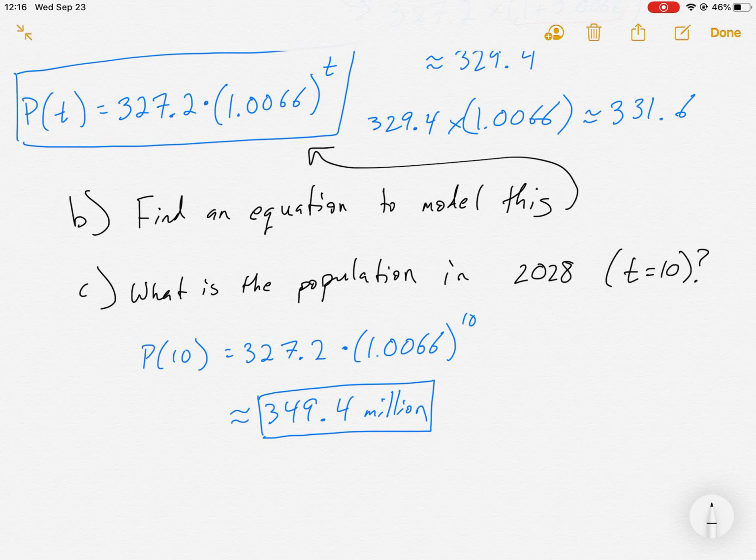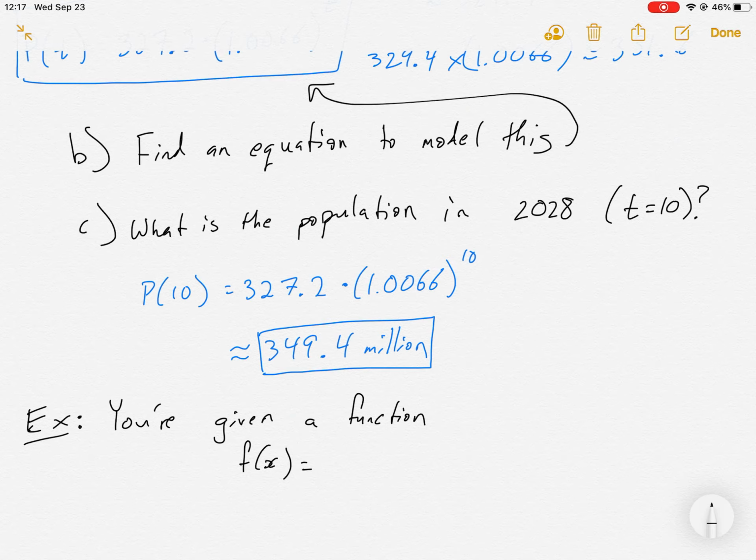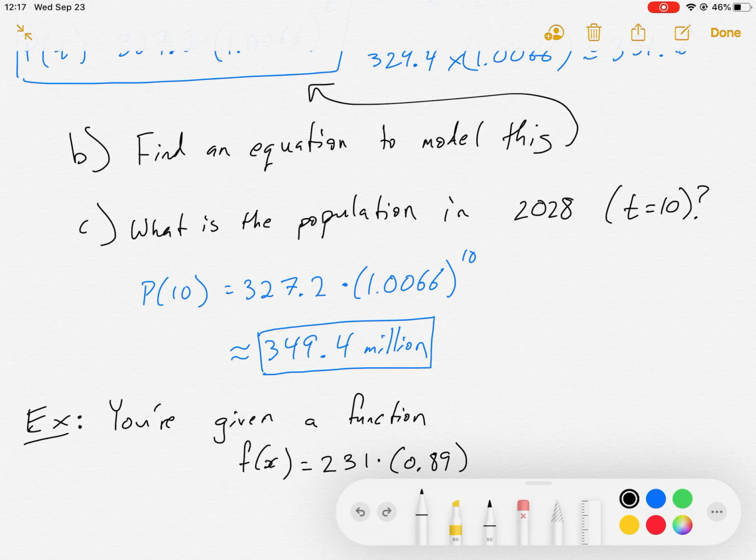So that's how you would apply this idea of rate of change. Now, just to reinforce this concept, let's say that you're given some function, I'll call it f of x. Let's say it equals 231 times 0.89 to the power of t, or sorry, x I'm using now in this case.